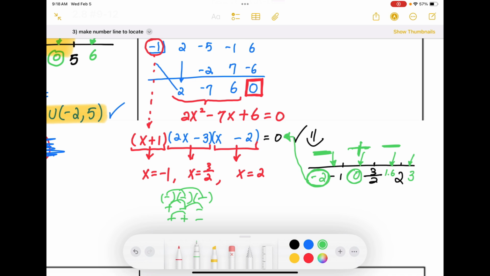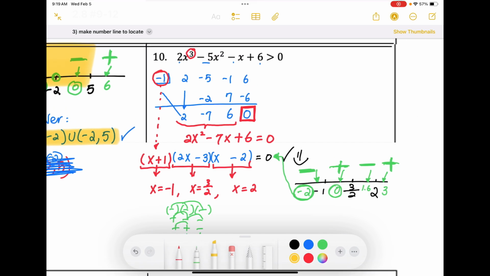All right, continue. Plugging in 3: 3 plus 1 is positive. 3 times 2, 6 minus 3 is positive. 3 minus 2 is positive. So all positives, my final answer will be positive. So activate the eagle eye. This question asks us for the bigger than, which means positive. Where do you see my solution? So it's only from here and another one from here.